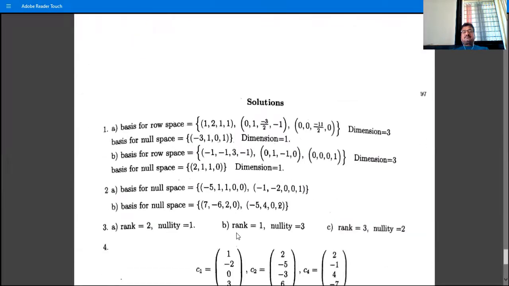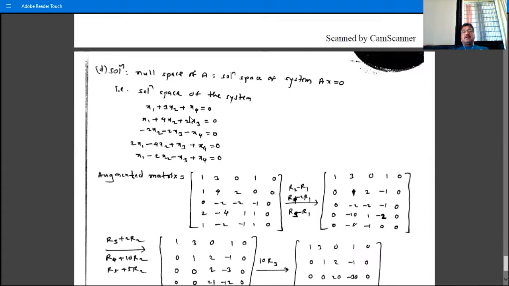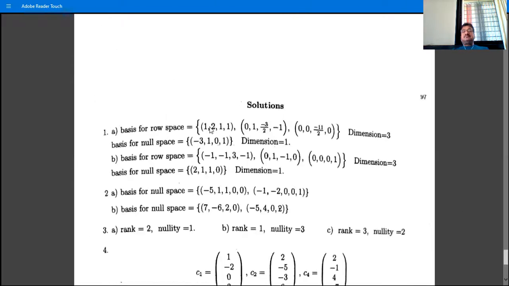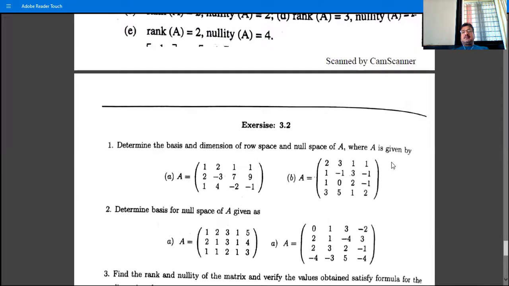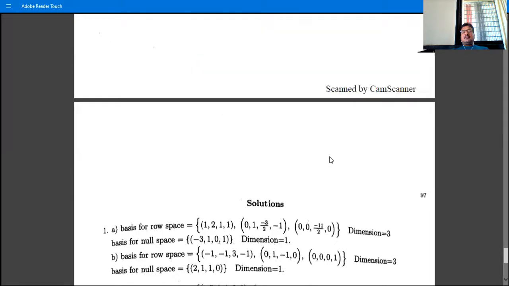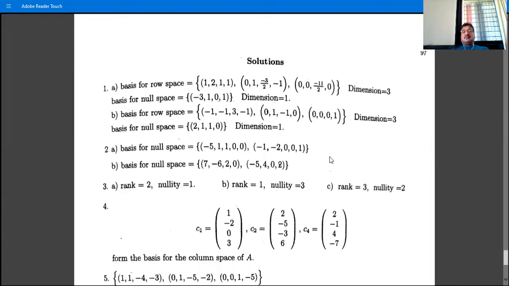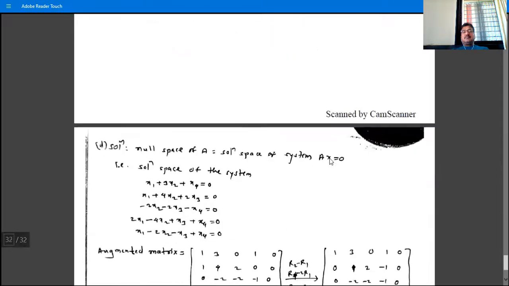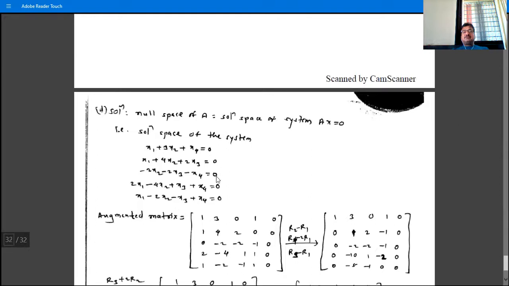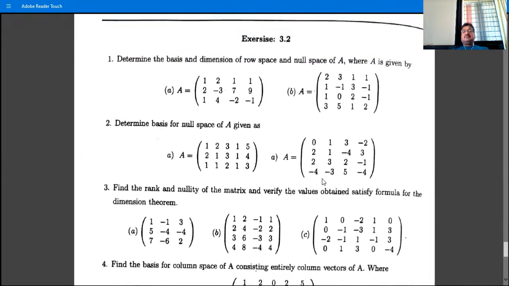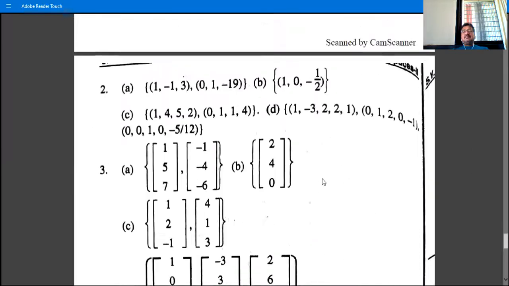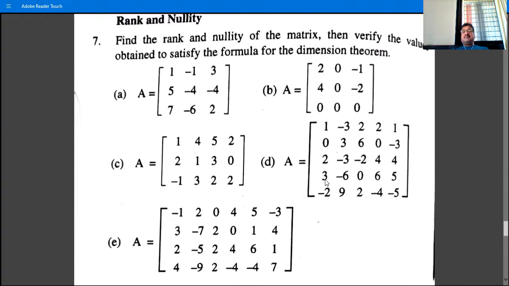So observe here. This is example number D. Solution space of the system: x1 plus 3x2 plus x4. So this is the answer of this problem.